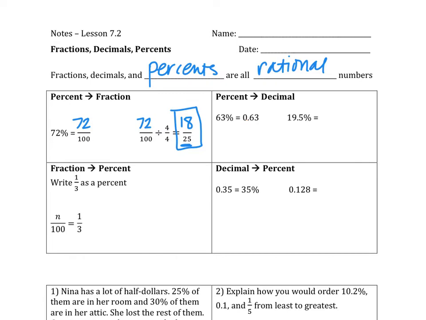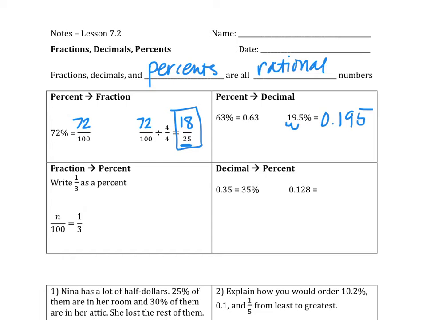So if we have this problem right here, 19.5%, and we want to take off the percent sign and turn it just into a decimal, we have to move our decimal place over 2 places. So it would be 1, 2, so it's going to be 0.195. That's going from a percent to a decimal.